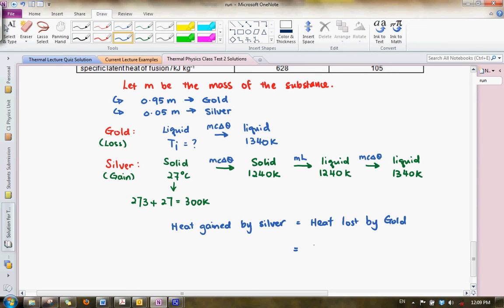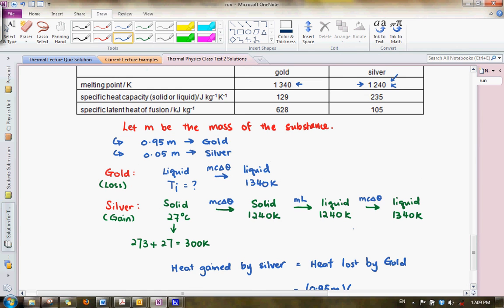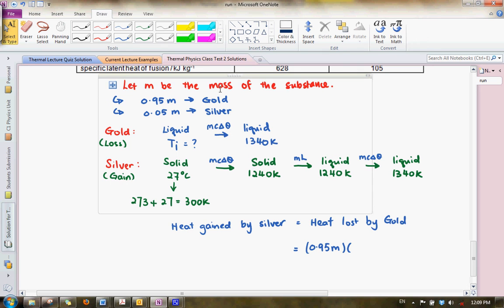So the heat loss by the gold would be 0.95 M, the mass, multiplied by the specific heat capacity of the gold, which we can obtain from the table. We see that regardless whether it's in solid or liquid, so here we are considering a liquid, just double check the units, it's 129 joules per kg per Kelvin. And the temperature, its initial temperature is higher than its final temperature.